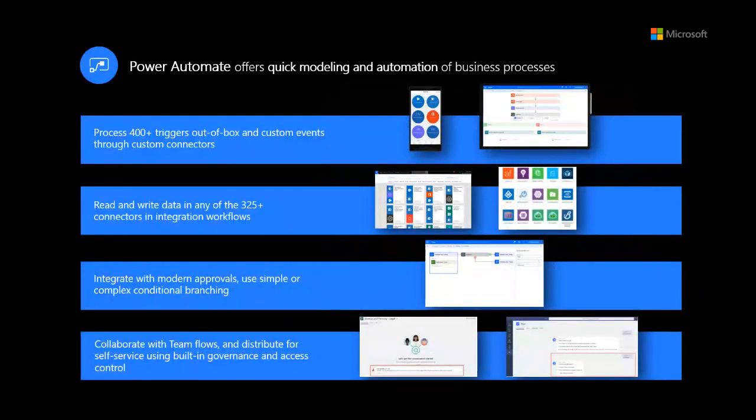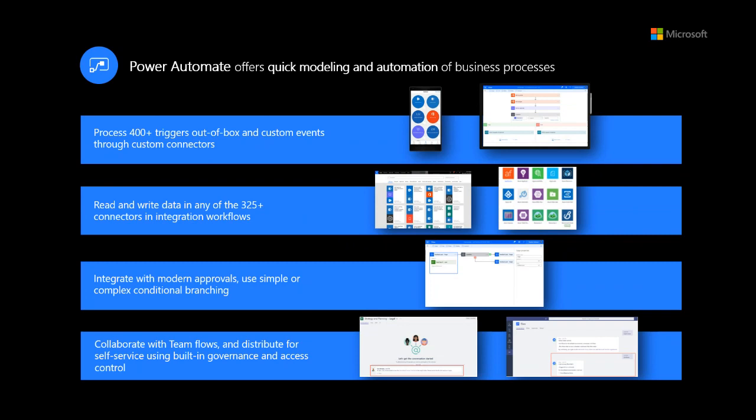The second product is Power Automate. Like Power Apps, you can bring data in using those data connectors, those 325 plus data connectors, whether you create them yourself or Microsoft has them, and you can bring that data into your automated workflows. There's also over 400 triggers.